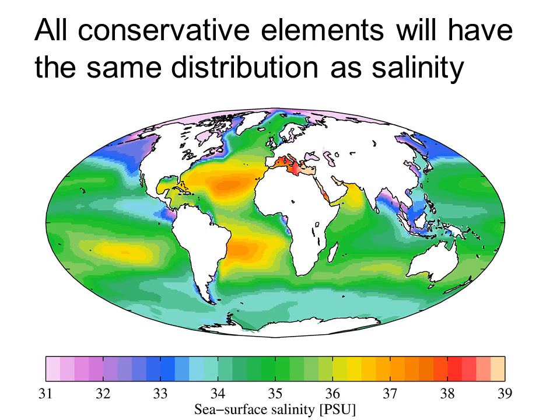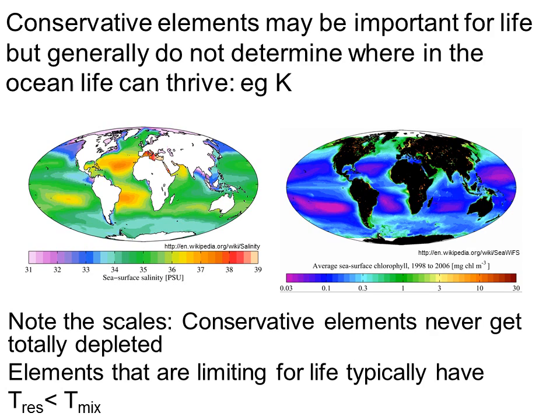So just to point out, this is what I've just said with that movie. This is the concentration of salt in the surface ocean, and that map of concentration will be the same for all conservative elements. Things to point out here: the scale goes from 31 parts per thousand up to 39 parts per thousand. It doesn't go to zero, because the salt never gets used up by the removal processes, since it has such a long residence time in the ocean.